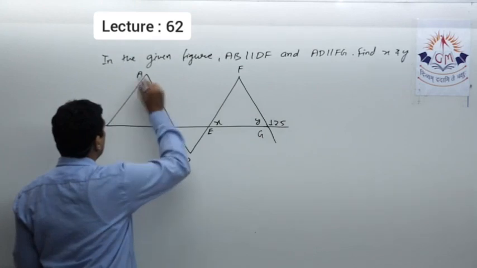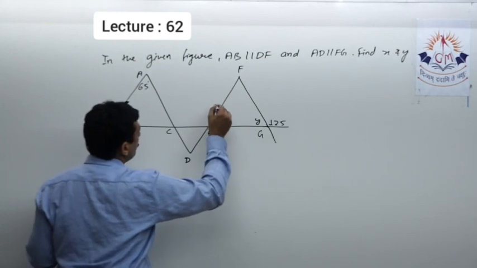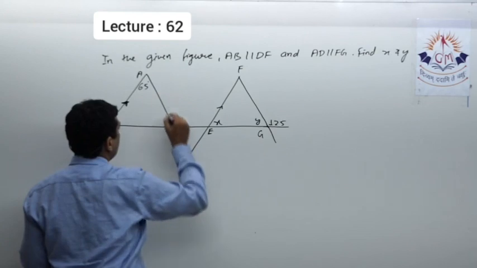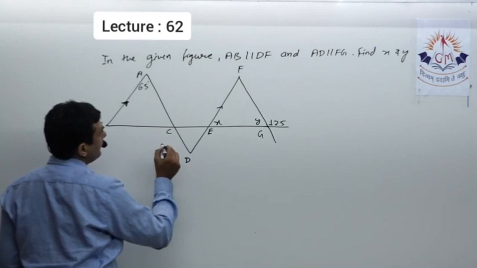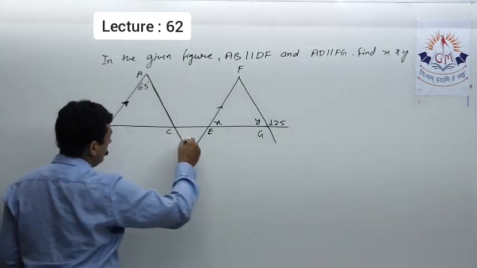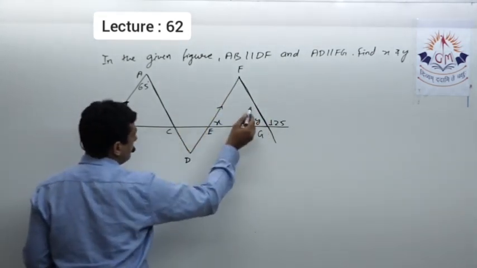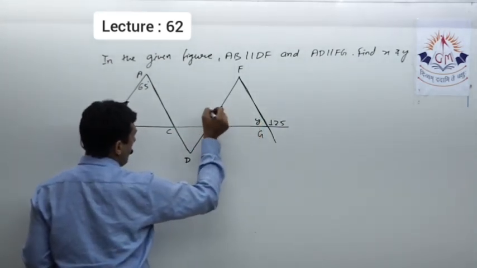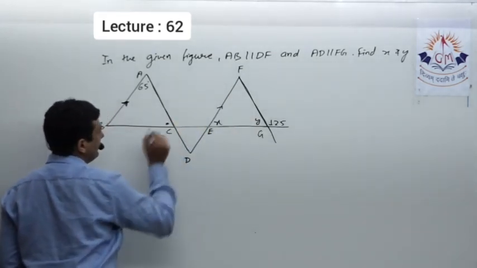So see, these two lines are parallel. This AB is parallel to this DF. So these two lines are parallel. As well, it is given that this line AD is parallel to FG. So this is a transversal. Now this Y, so these two angles will be equal. If this is Y, I can say these two angles will be equal.